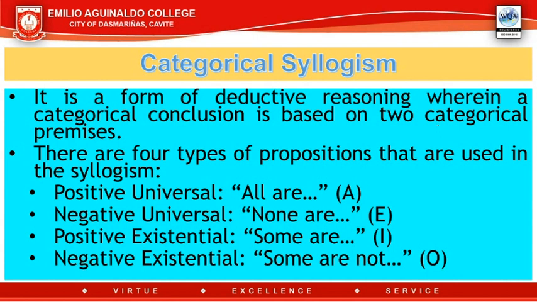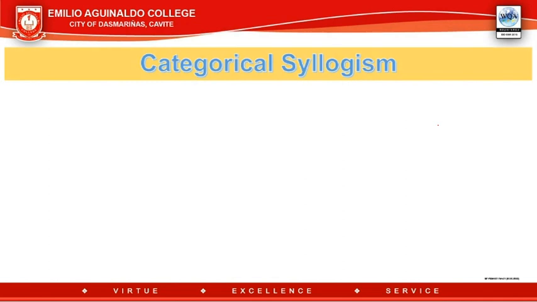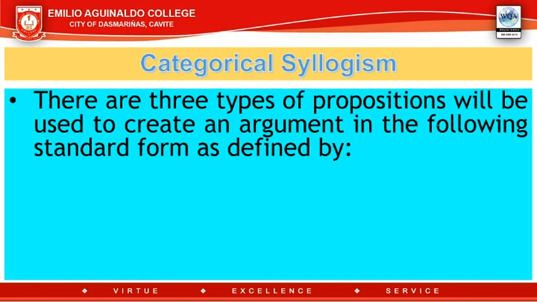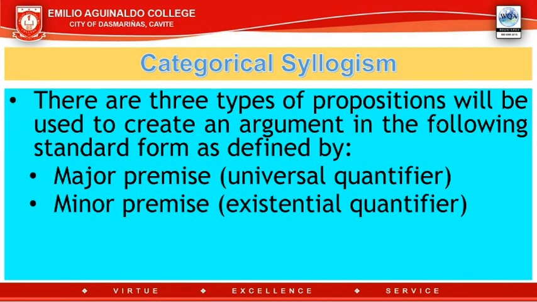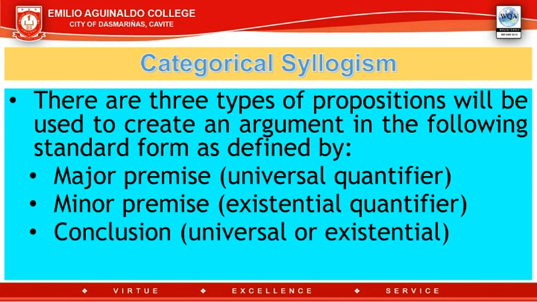We categorize our conclusion based on the propositions that we use. So there are three types of propositions that will be used to create an argument in the standard form. One, we have the major premise or the universal quantifier. The second one was the minor premise or the existential quantifier. And the third one will be our conclusion. Okay, let's have an example for us to understand this further.